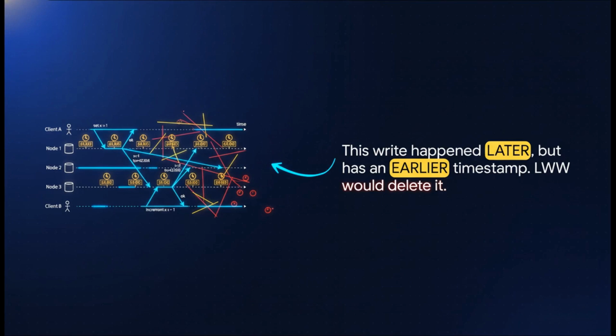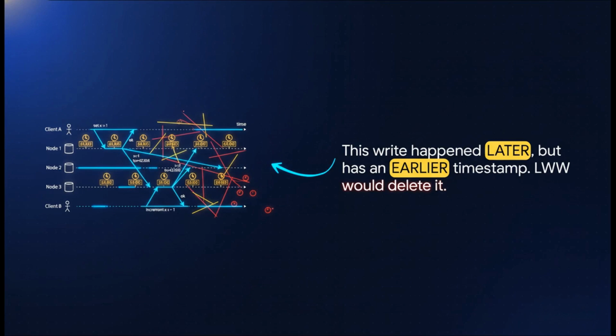Okay, let's break this down, because this isn't a cartoon. This is a real-world data disaster. Look closely. Client A writes x equals 1 to node 1. The timestamp is 42.004. Okay, that replicates out. Then, client B reads that value and writes x equals 2 to node 3. Now, this clearly, obviously happened after client A's write, but look at its timestamp, 42.003.